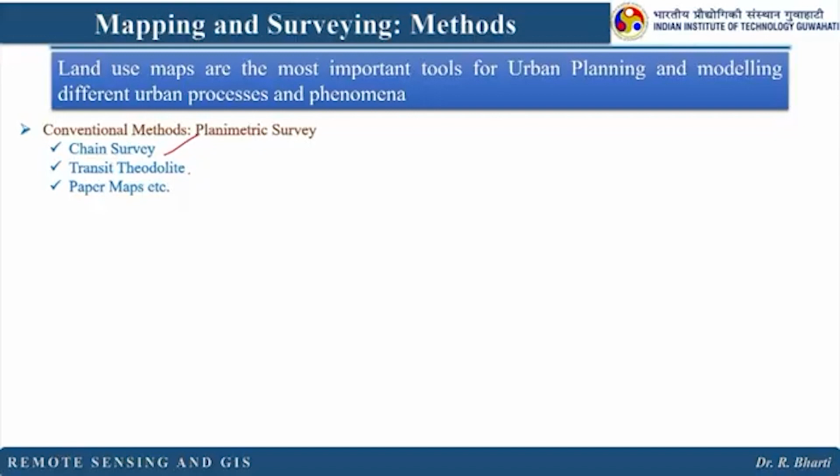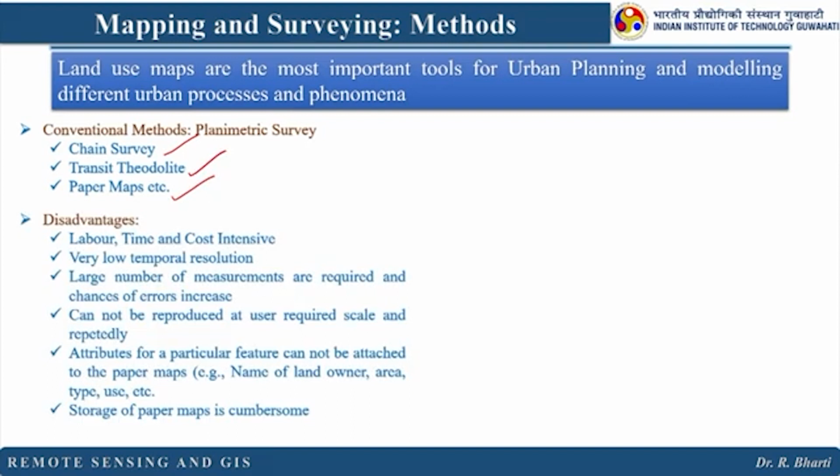Land use maps are the most important tools for urban planning and modeling different urban processes and phenomena. Conventional methods for planimetric survey include chain survey, transit theodolite, paper maps, etc. And what are the disadvantages associated with such methods? Labor, time, cost intensive, very low temporal resolution, a large number of measurements are required and chances of error increase, cannot be reproduced and updated. Attributes for a particular feature cannot be attached because this is a hard copy output, right? Storage of paper maps is a tedious job.